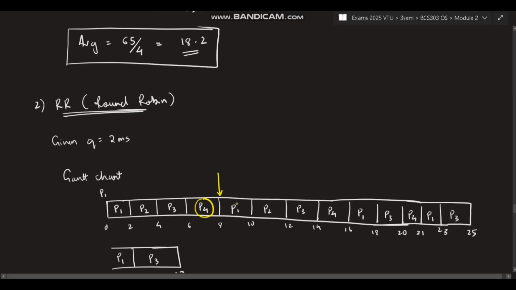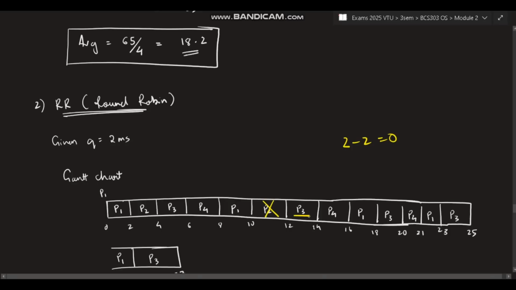Now again P1 will get a chance from here. P1 again it will execute for 2 seconds. Again what will the P1? P1 will be 7 again minus 2, that will be equal to 5. P1 5 is left. P2, how much P2 was left? P2 was already left as 2, then 2 also over, then it will become 0. Again P2 will not execute.